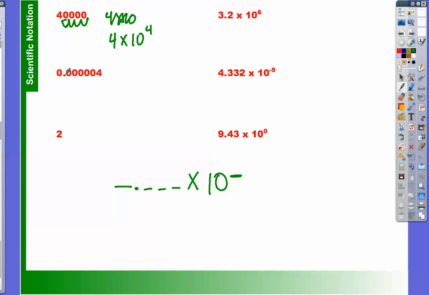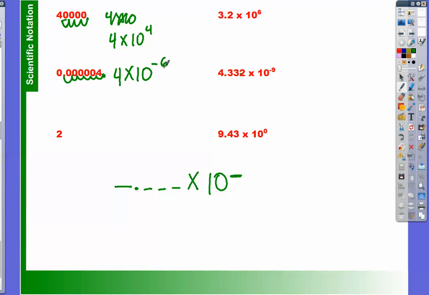Here, now we have a number smaller than 1. And so we're going to move the decimal place in the opposite direction: 1, 2, 3, 4, 5, 6 spaces. So we have 4 again times 10, but this time we had to move the decimal place over to make a smaller number into a whole number. And so we have a negative exponent, since we move it to make a small number look bigger. So that's 1, 2, 3, 4, 5, 6.